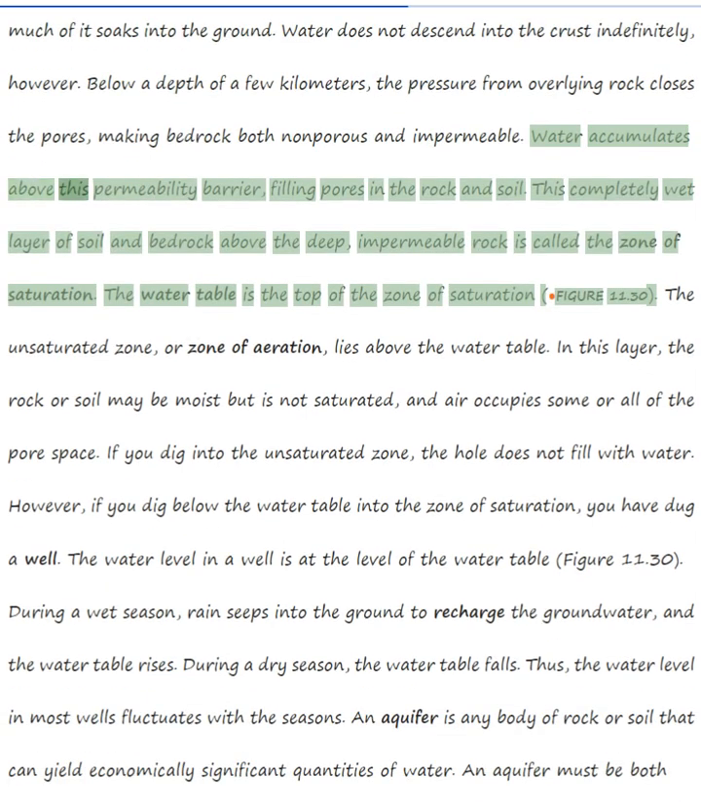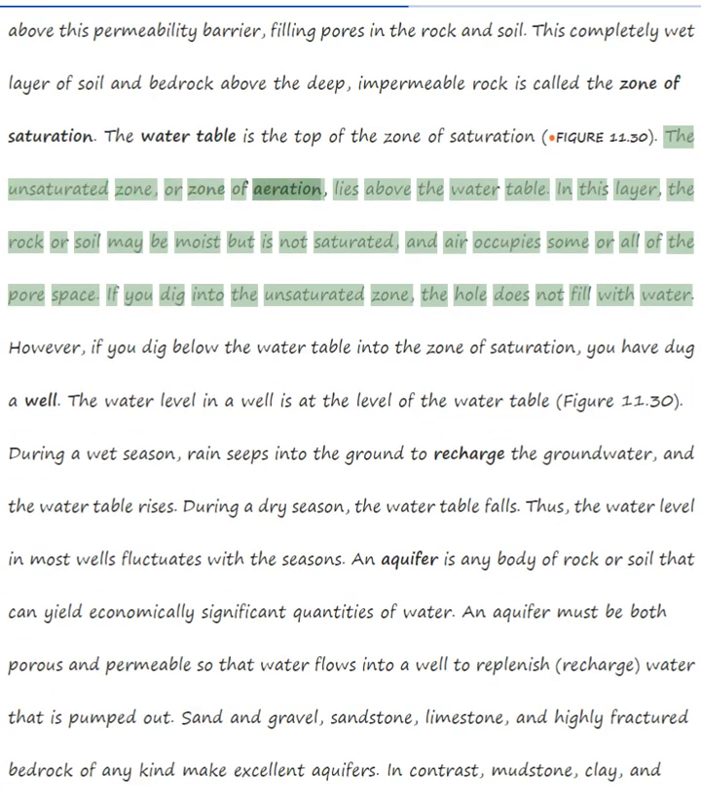Water accumulates above this permeability barrier, filling pores in the rock and soil. This completely wet layer of soil and bedrock above the deep, impermeable rock is called the zone of saturation. The water table is the top of the zone of saturation. The unsaturated zone, or zone of aeration, lies above the water table.